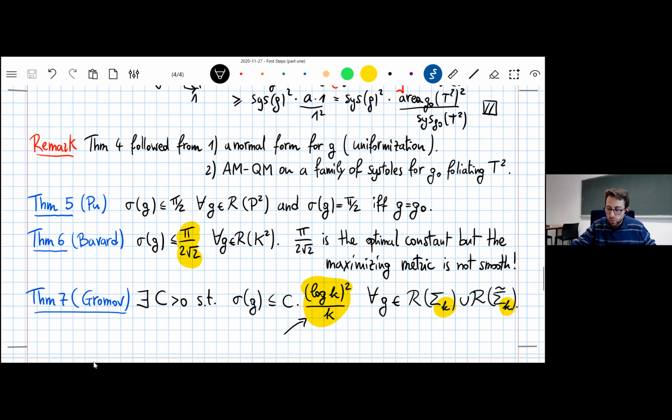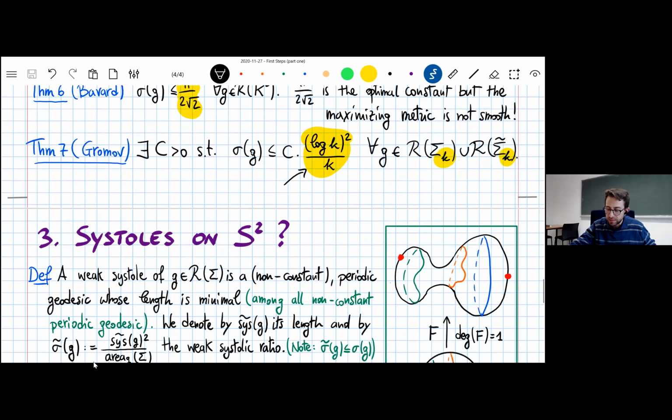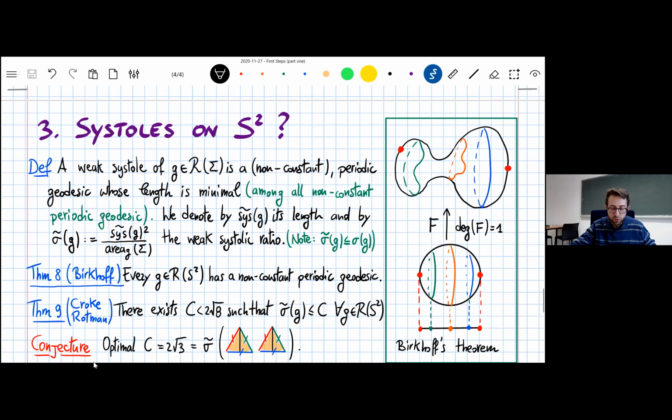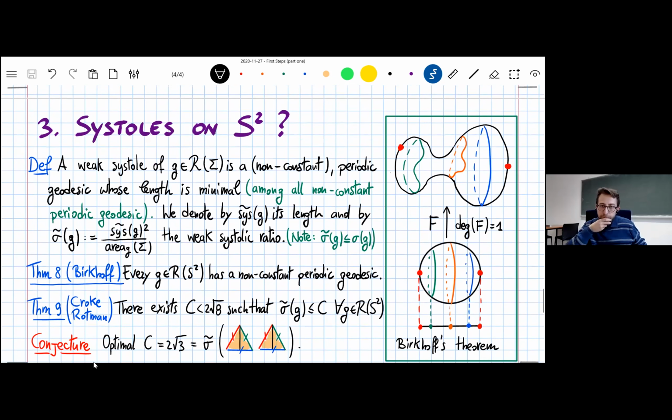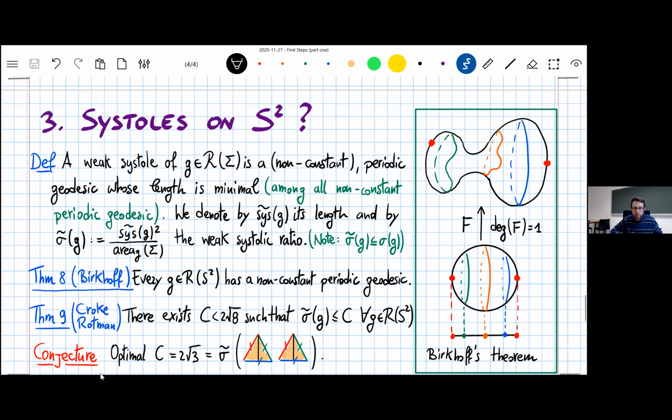And now there is one thing which is missing: what happens on S2. So far we assumed to have non-contractible curves, so S2 is ruled out. Can we define a sort of systolic inequality also for S2? And here the key is what was a consequence of Hadamard's theorem. Hadamard's theorem told us that if you look at the non-contractible loop of minimal length, this is a periodic geodesic. So in general, you might want to define a sort of weak systole.